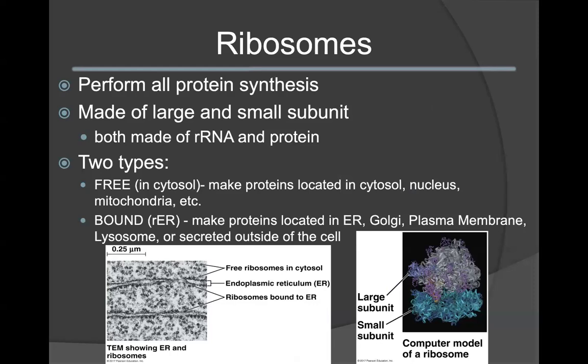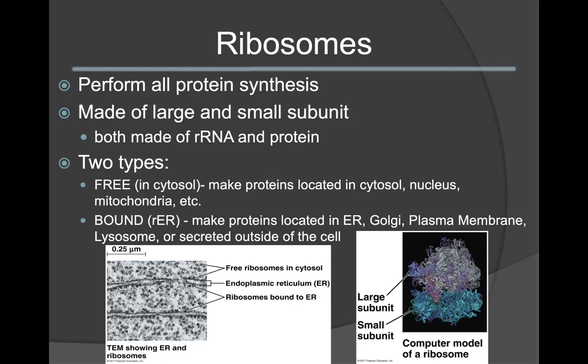If you take a look at their base structure, they're comprised of two subunits, one large and one small. However, both of these subunits are going to be made of ribosomal RNA produced in the nucleolus, as well as protein. There are two main types of ribosomes present in the cell. Free ribosomes are termed free because they are free-floating in the cytosol. These are responsible for making proteins that are located in the cytosol, in the nucleus, mitochondria, etc.